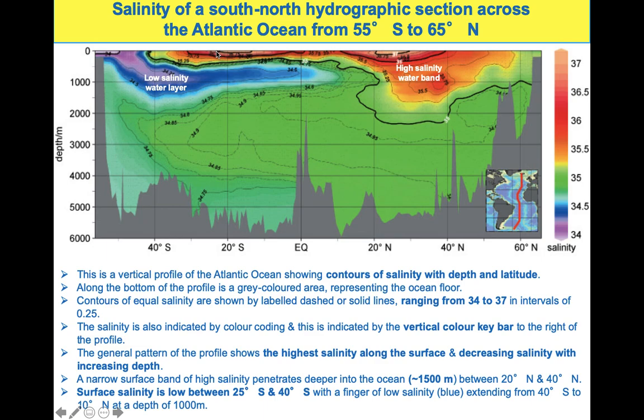Again, in the Atlantic Ocean, we see the high salinity seawater between about 38 degrees south to about 45-50 degrees north latitudes. And this high salinity water band is an artifact of enormously high solar radiation and high rates of evaporation, creating this high salinity in the Atlantic Ocean.